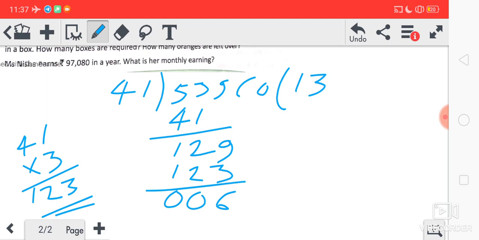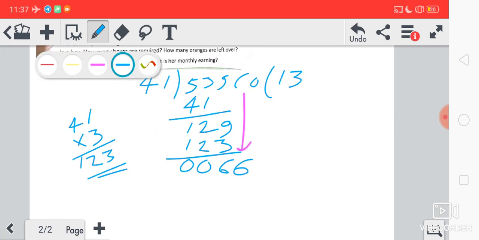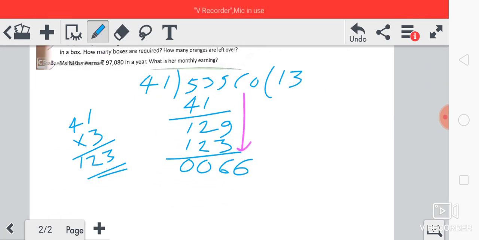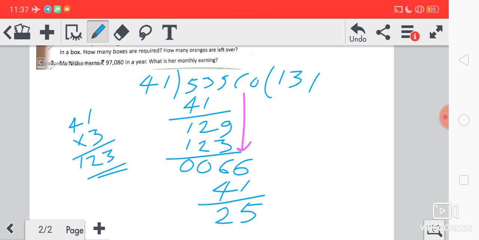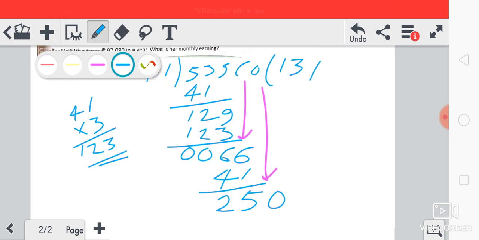Okay, now after 9, this 6 will come down, isn't it? So how much is it becoming? It is becoming 66. Okay. So we'll take 1 time. So 41 1. 6 minus 1 is 5 and 6 minus 4 is 2. 25 we are getting. Okay. Now this 0 will come down. So how much will we get? 250.